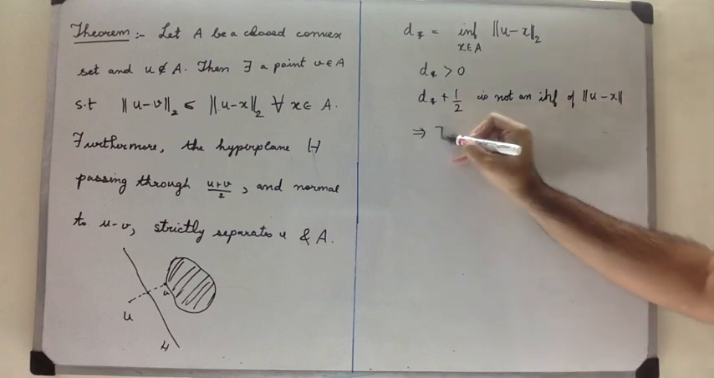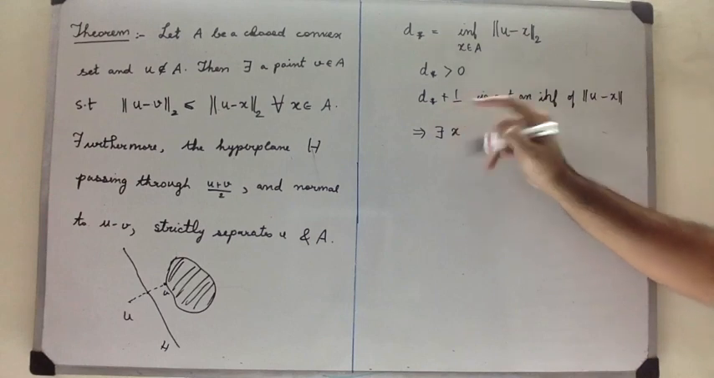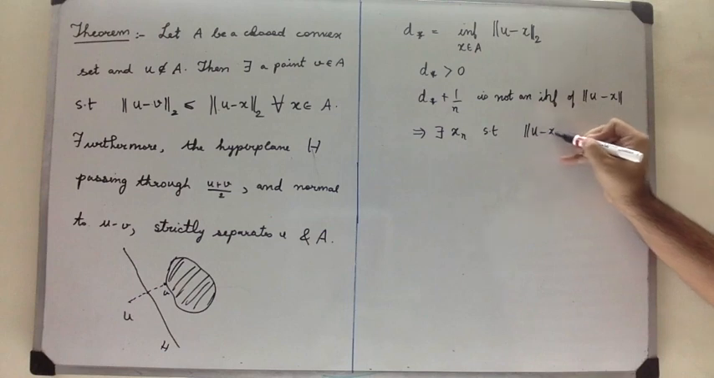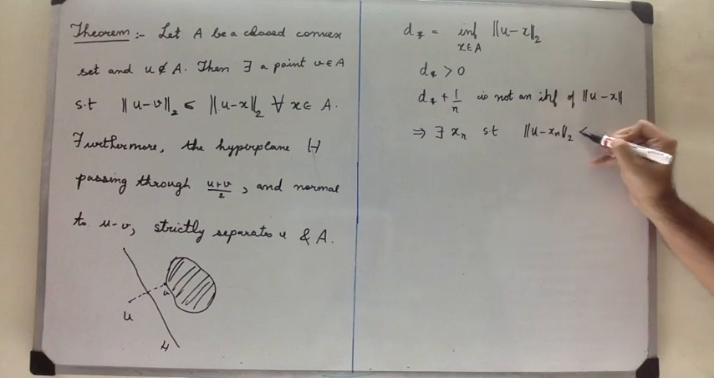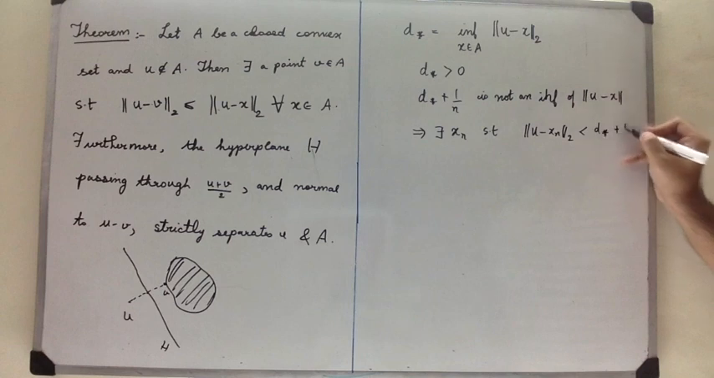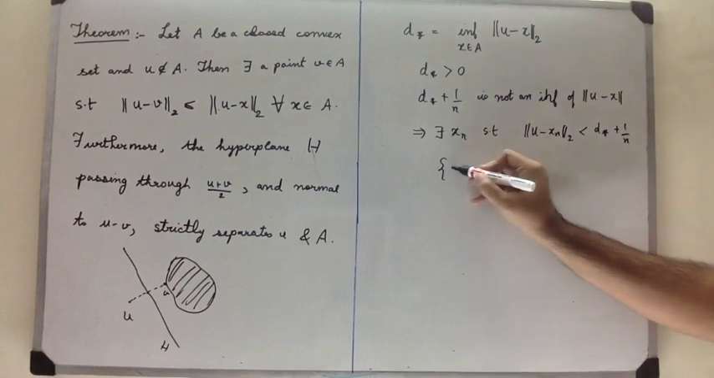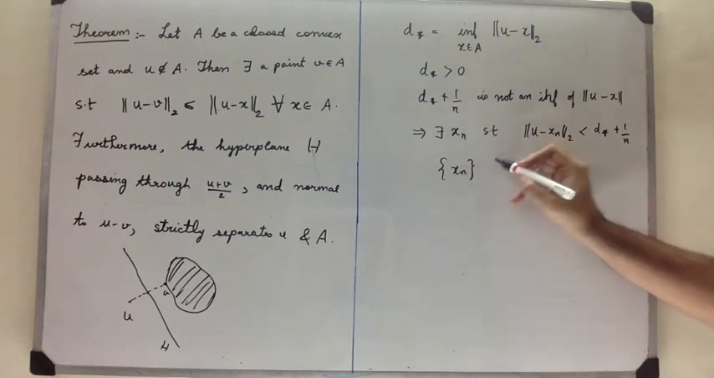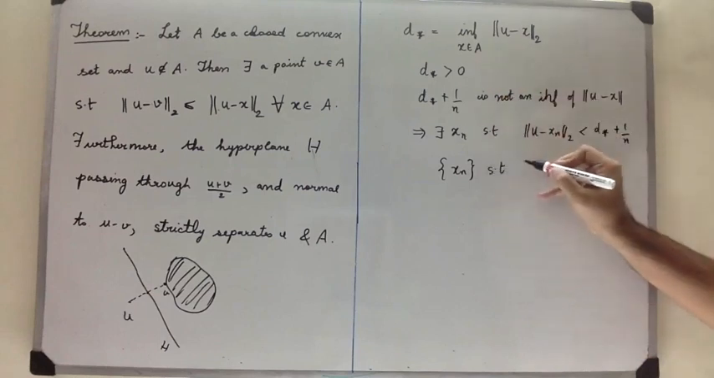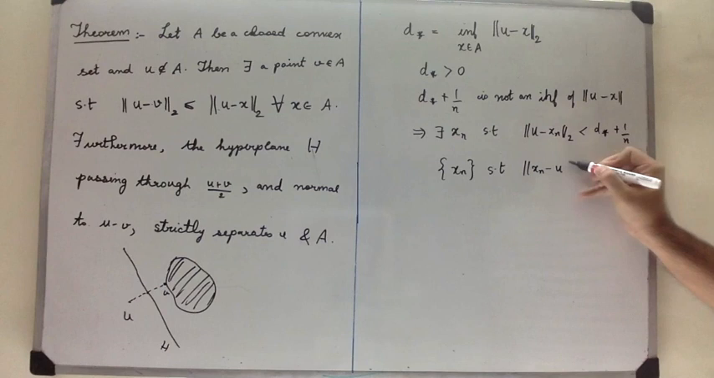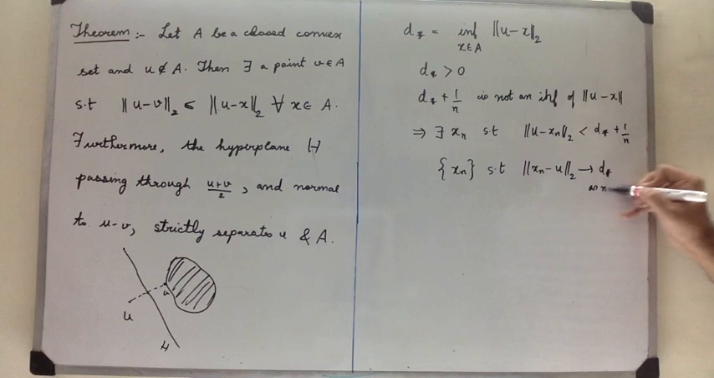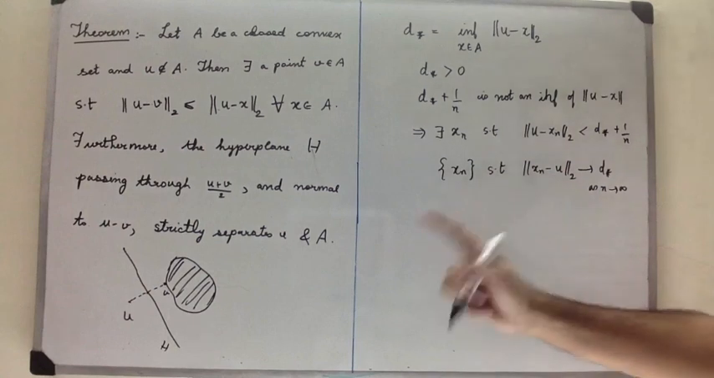This implies there exists an xn such that mod u minus xn is less than d star plus 1 by n. So again, we have a sequence xn which converges in norm to this d star, that is, mod xn minus u tends to d star as n tends to infinity. Now we need to show that xn has a convergent subsequence in A.